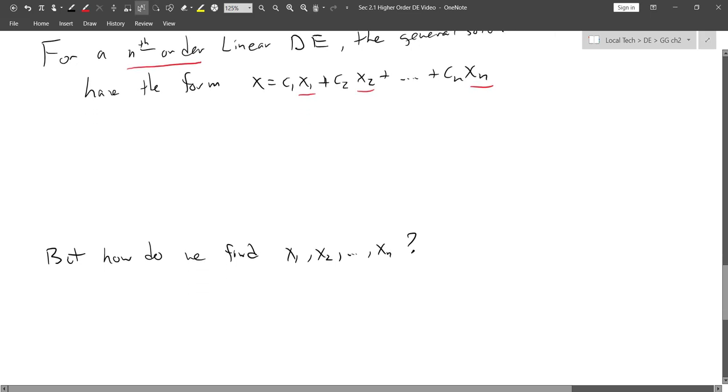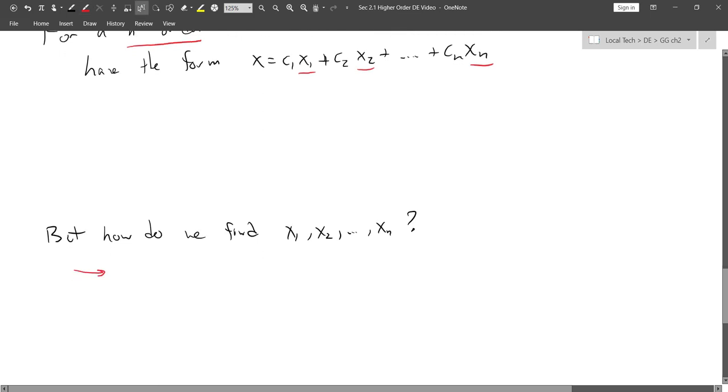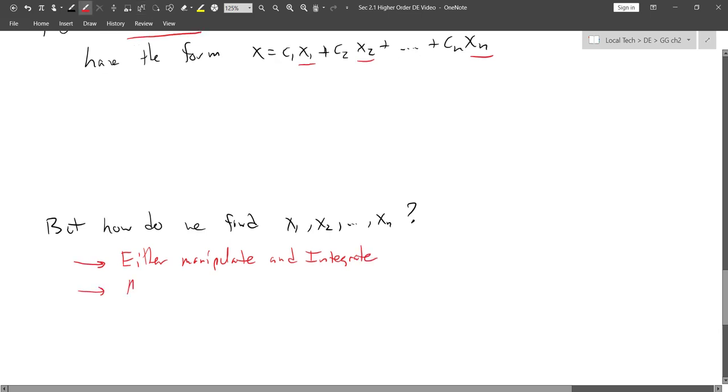How would we find those? Well, to think about this, we might recall that there are really only two ways we solve differential equations. We either one, manipulate the equation algebraically and integrate, or two, we make an inspired guess at the form of our solution, and then we plug it in to determine the missing parameters. And that's actually the technique we're going to use here for our higher order linear differential equations.